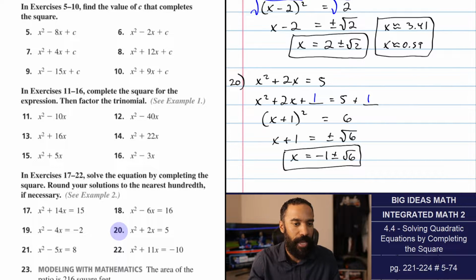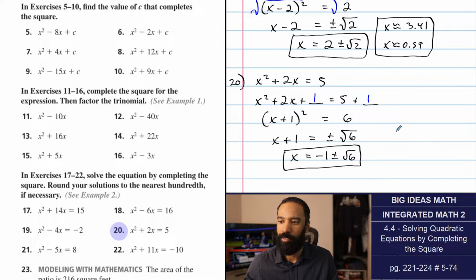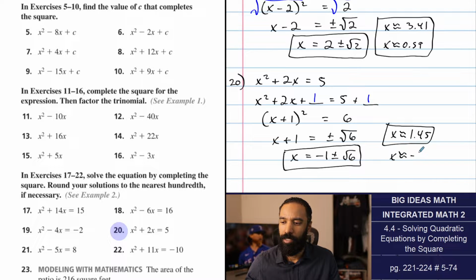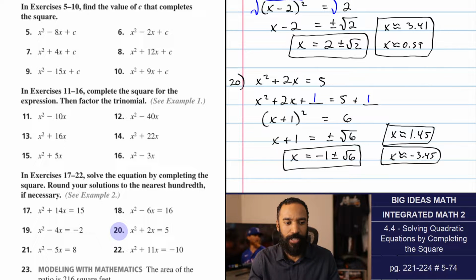However, when we round, and allow me to just do this on my own, negative 1 plus root 6, I'm getting 1.45 rounded. Positive 1.45. Next one's going to be obviously a negative answer. Negative 1 minus root 6, what is that? Negative 3.45? Yeah, negative 3.45. There you go. I wish they didn't have us round.